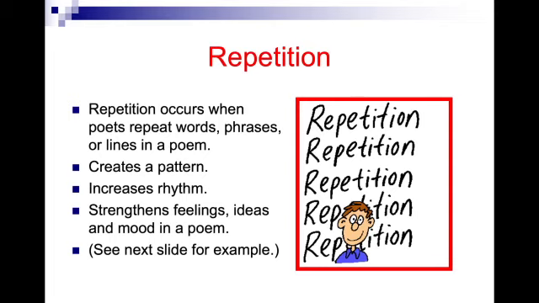Repetition is also often used for sounds in a poem. Repetition occurs when poets repeat words, phrases, or even full lines in a poem. It helps create a pattern and increases rhythm. As you can understand, if we're repeating words, they're going to have the same vowels and the same consonants, so the pattern and the rhythm are going to increase. It also can strengthen feelings, ideas, and mood in a poem if you keep repeating the same idea over and over again.